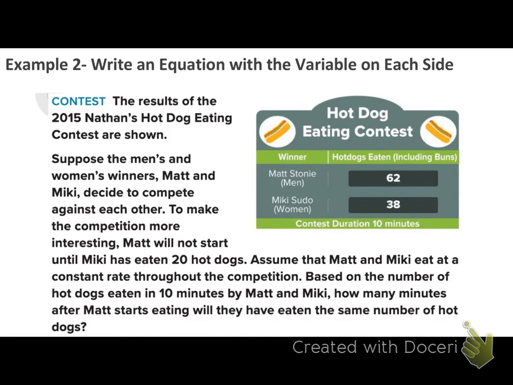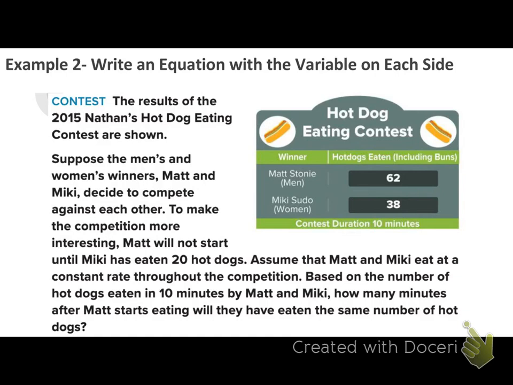Okay? Word problem. The results of the 2015 Nathan's Hot Dog Eating Contest are shown. Over here on the men's side, we've got Matt Stoney with 62 hot dogs eaten, that includes the bun. Mickey Sudo was the women's winner with 38 hot dogs, including buns. And this is after the 10-minute mark. That's how many they ate after the 10-minute mark.